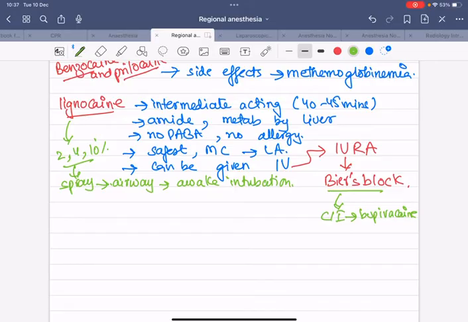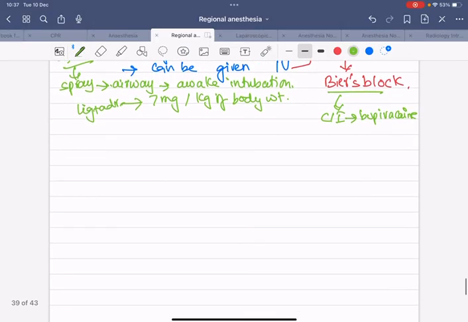If you give lignocaine alone, then the dose will be what, 3 mg per kilogram of body weight. But if you add lignocaine plus adrenaline, then the dose will be what, 7 mg per kilogram of body weight. Okay, clear to everyone? Here first we will write points about bupivacaine.